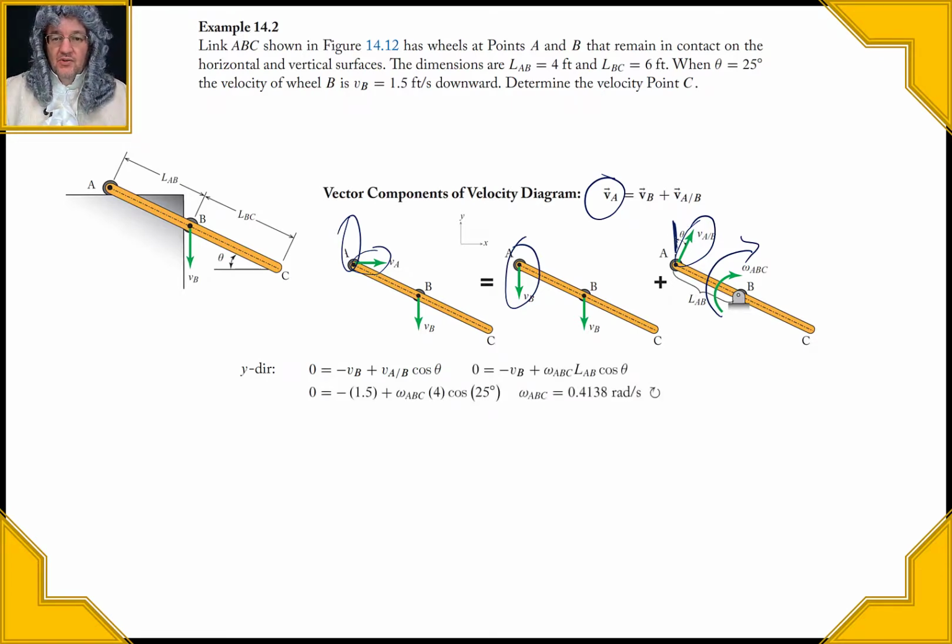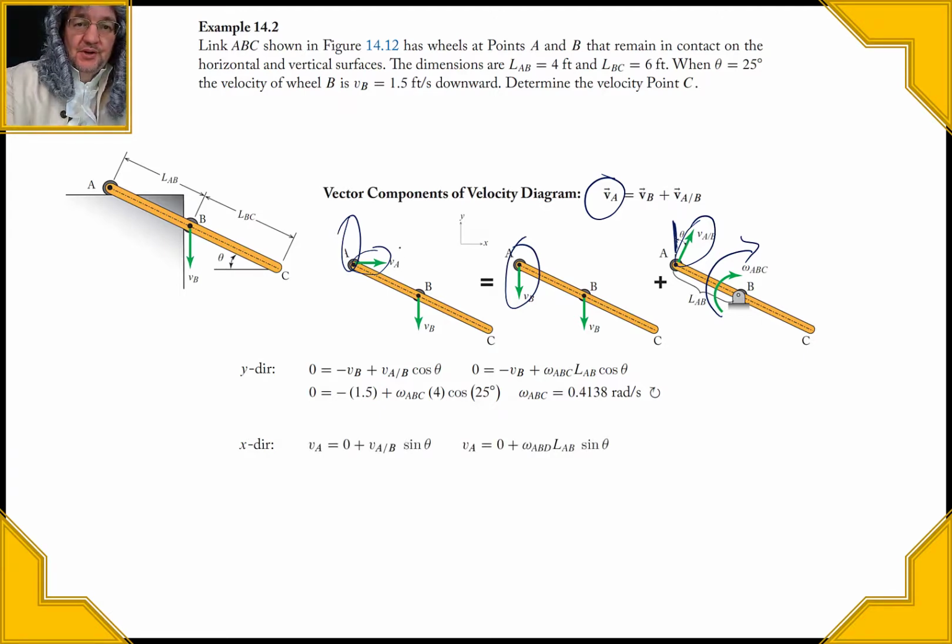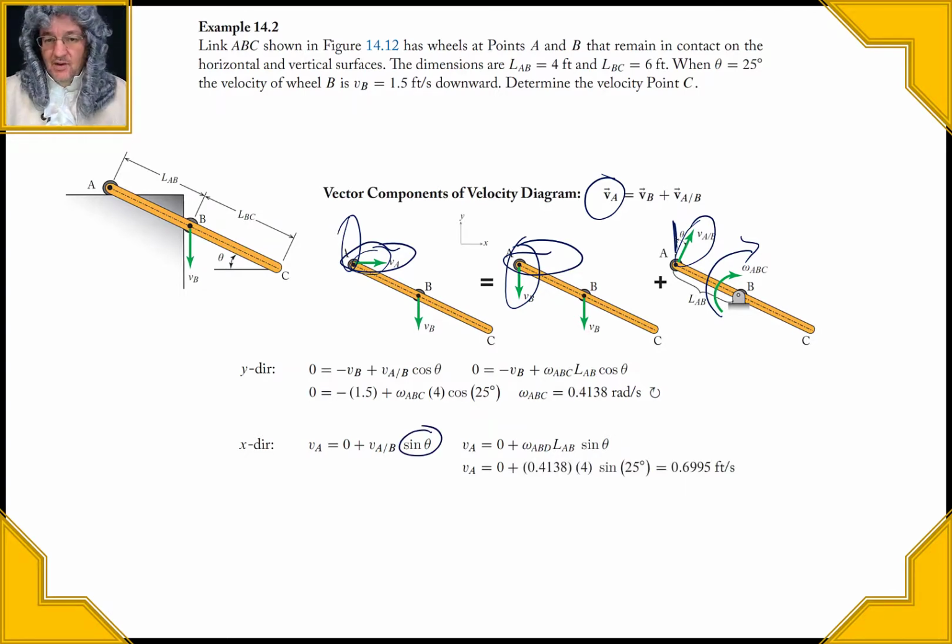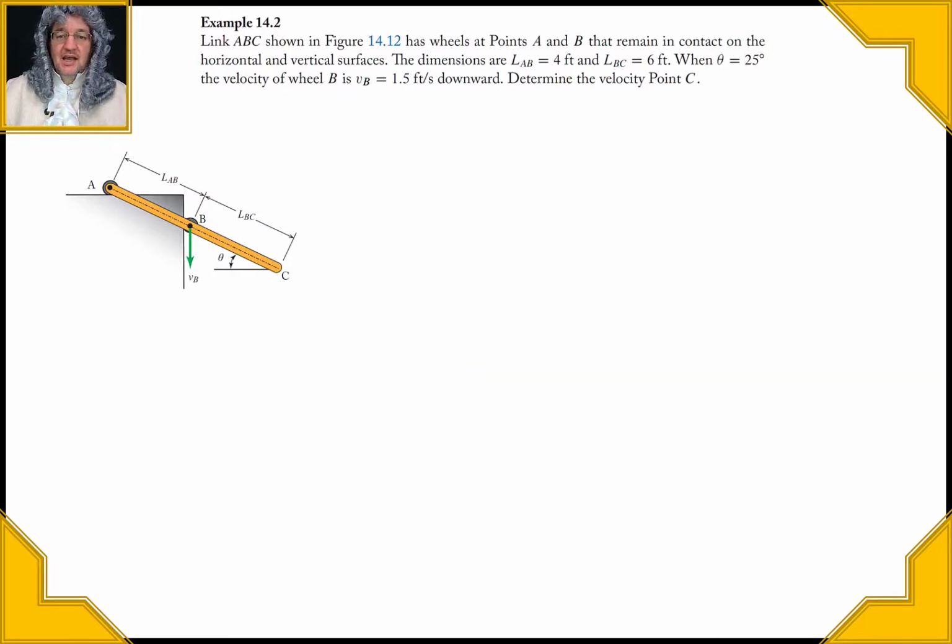So working through there, we find the angular velocity of this thing, which is the same as we found using vectors. And then in the x direction, we're able to just look here and say, okay, here's the vA, there's 0 right here, and then this one is going to be positive, and it's going to be times sine of theta. And we get the same thing for the velocity at A.